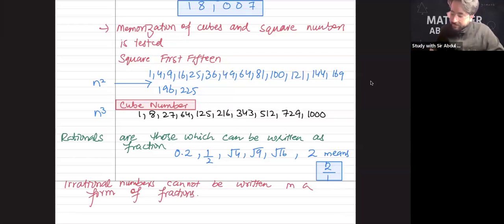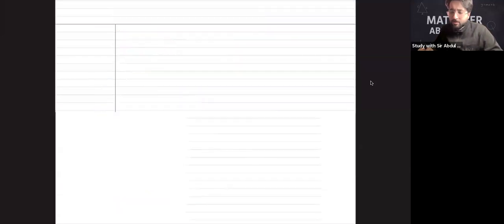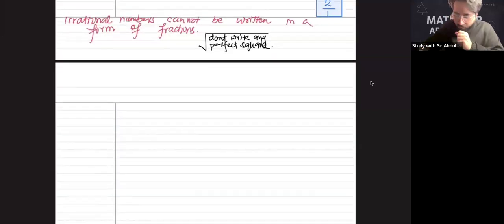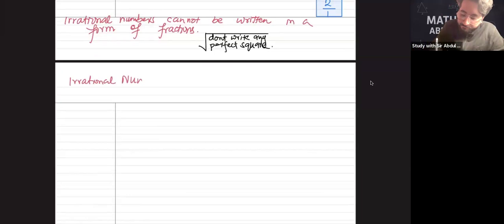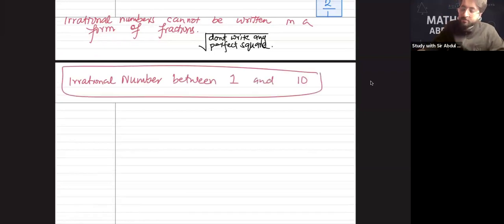For example, the examples for irrational numbers are, the hint is just write the square root. Don't write any perfect square in it. So that is what the answer is. Like for example, irrational numbers between 1 and 10. So, an irrational number between 1 and 10.